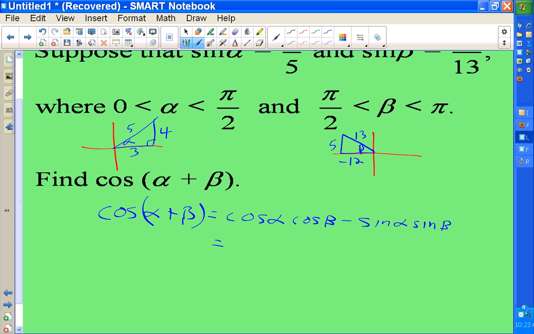What is the cosine of alpha? 3/5. What's the cosine of beta? -12/13. Minus sine of alpha, 4/5, sine beta, 5/13.